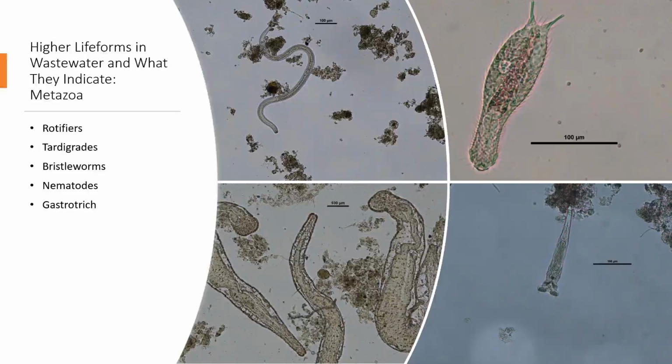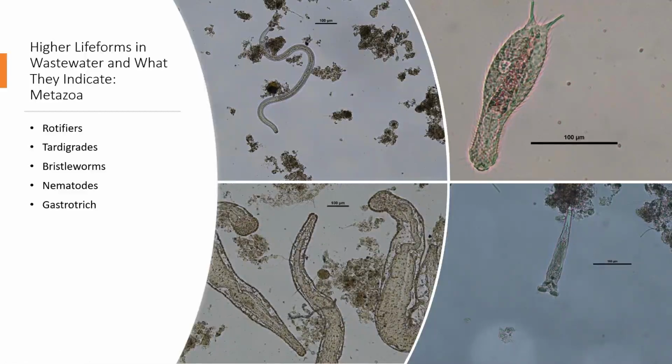So here we have our even bigger fun organisms, the metazoa. These are just a few we commonly see. This is a gastrotrich. It's kind of interesting. They swim really fast. You have rotifers. Everybody likes their rotifers. You have your nematodes, which are up here on the top left, and then our bristleworms in the bottom left. And these aren't always the best indicators.